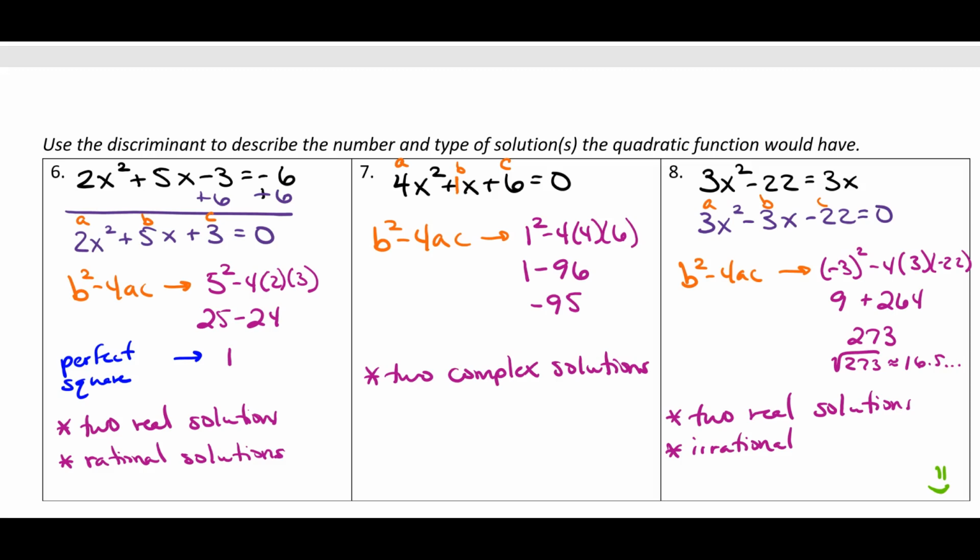Okay, so that's the discriminant. Again, this is just kind of a shortcut because sometimes we don't actually need to know what the answers are. We just want to know what type of solutions we have, and you don't have to do all the extra work to get there. Okay.